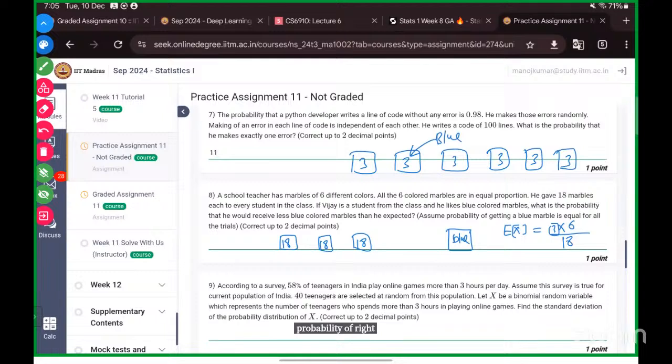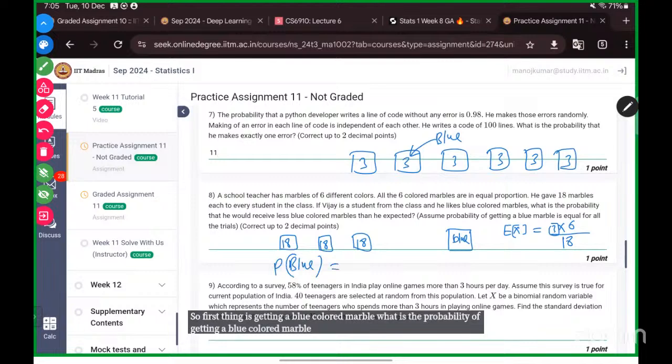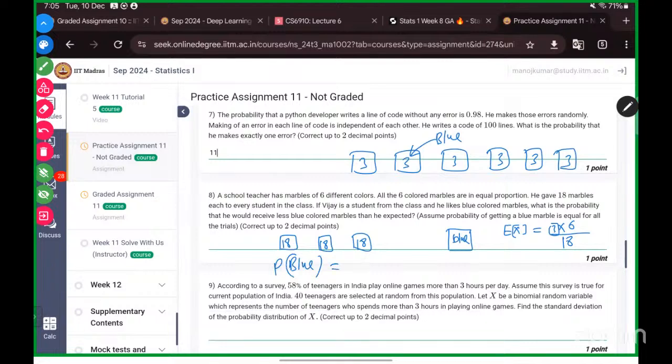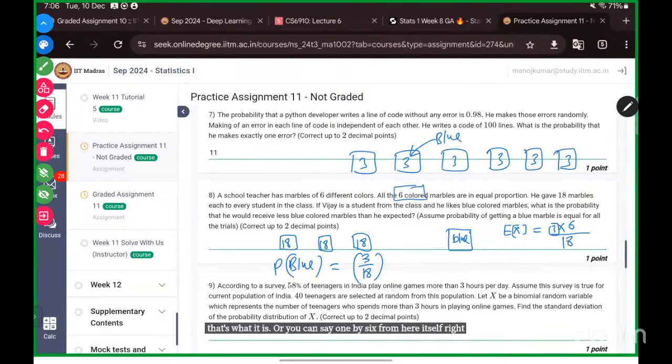So the first thing is getting a blue colored marble. What is the probability of getting a blue colored marble? It is 3 by 18, or you can say 1 by 6 directly, since all six colors are in equal proportion. So this is success. Failure, or not getting blue, is 5 by 6.